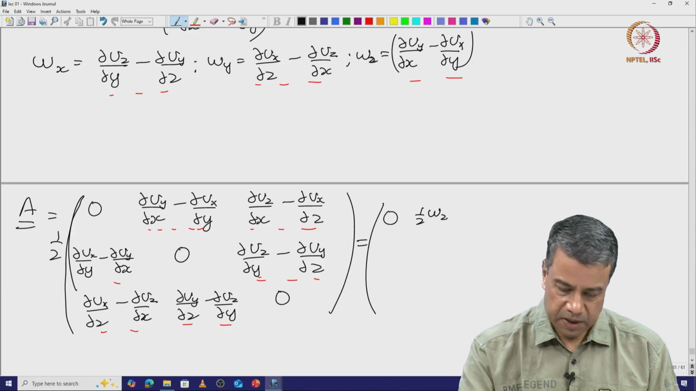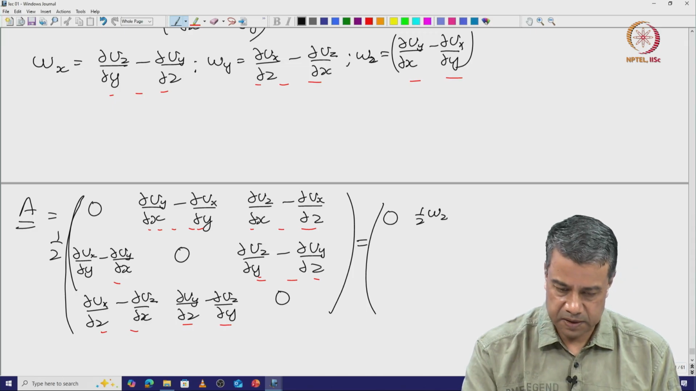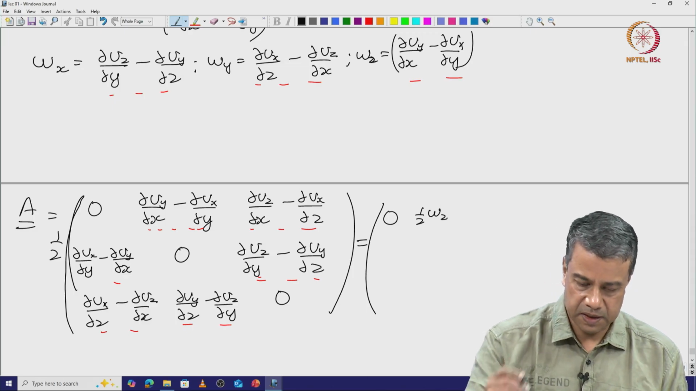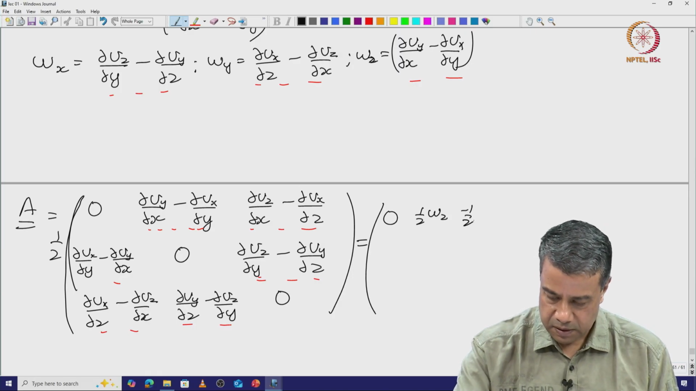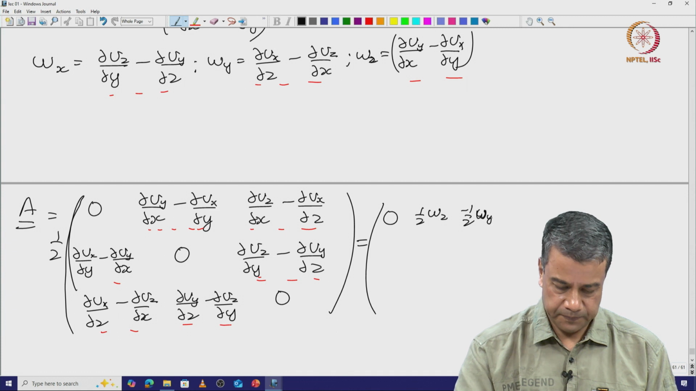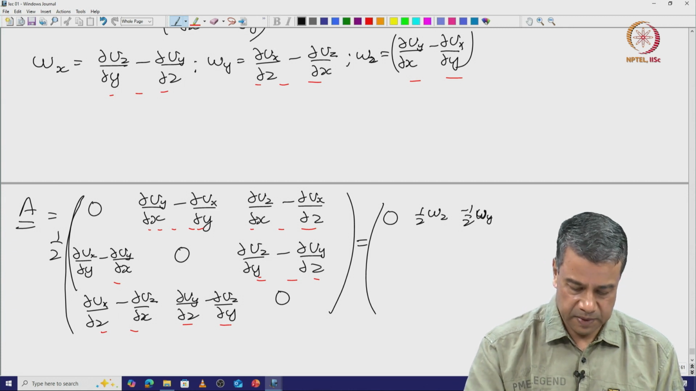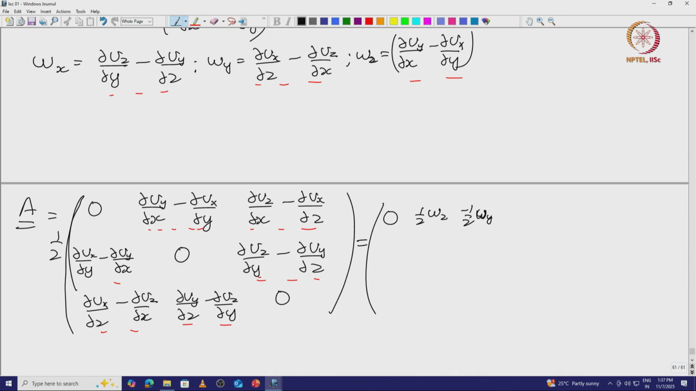Partial V z by partial x minus partial V x by partial z. So, this is minus half omega y. This term is partial V x by partial y minus partial V y by partial x, and this is equal to basically minus half omega z. And this term is partial V z by partial y minus partial V y by partial z, which is half omega x. This is half omega y, minus half omega x, 0.